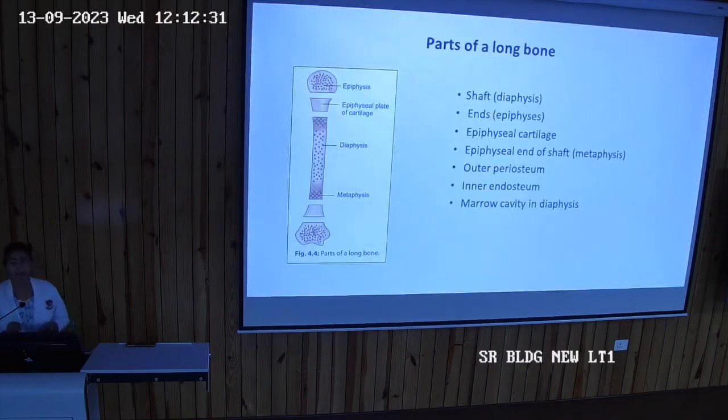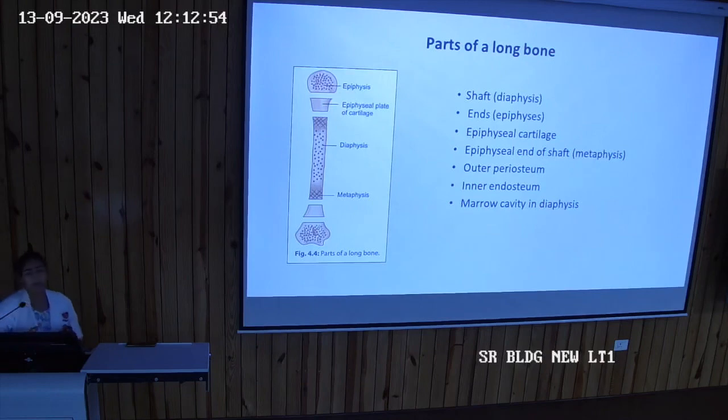Now this is very important. What are the different parts of a long bone? You all know what a long bone is. Any bone that has a shaft, an upper end and a lower end is a long bone. The only long bone that lies horizontally in the body is the clavicle. The rest of the bones lie vertically in the body.